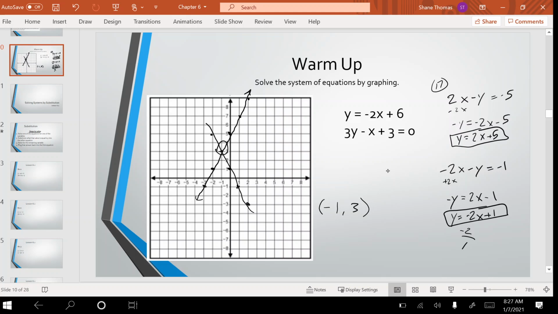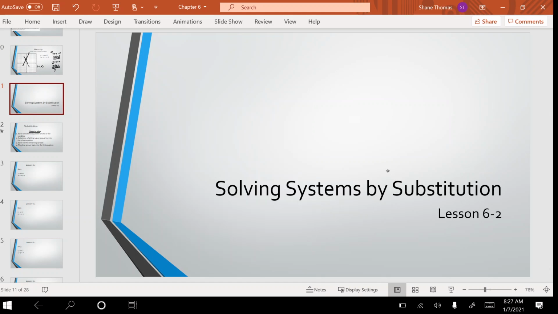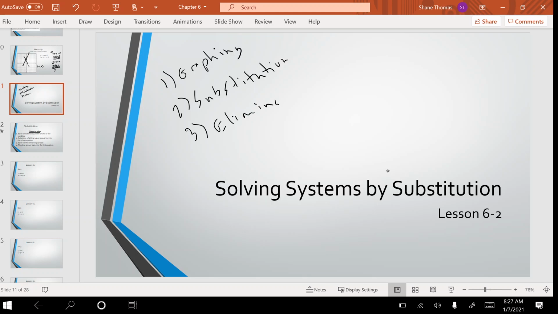So remember I told you we have three different ways to solve two equations with two variables. I told you we're going to have three different tools. The first one we did was graphing. That's what we did in the last lesson. The second one is what we're doing today, substitution. And then the third one we're going to get to is elimination, and we'll do that on Monday. But today we're looking at substitution.